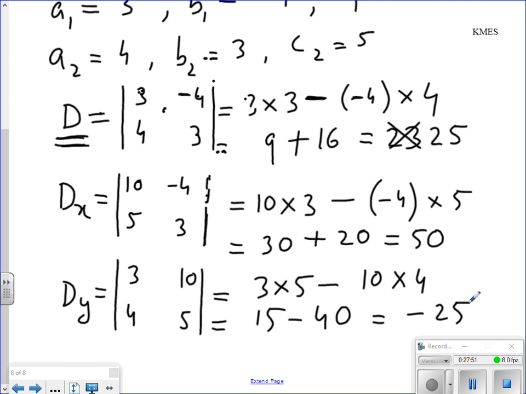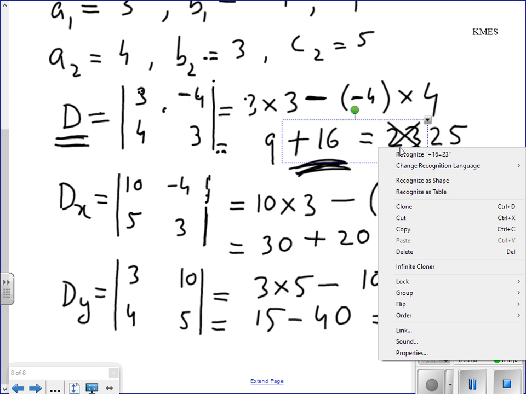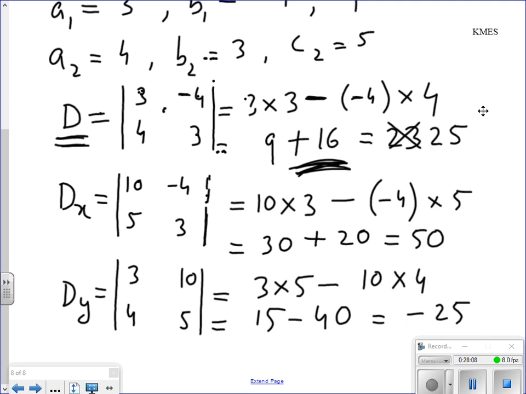We'll take a break here. You will pause the video. You will complete this in your notebook. Once again, let me remind you, 9 plus 16 over here in D, by mistake we have written it as 23, it is actually 25. So that correction you will be doing and complete this much. Then we come to the last step, that we'll see after you have completed this much.